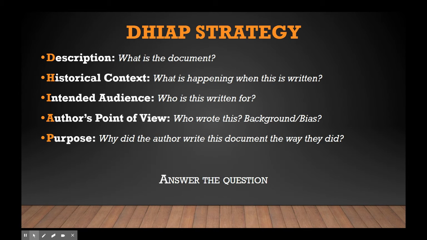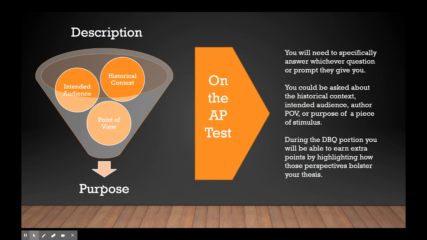The answer is never, oh, they're biased, because everyone has some level of bias. We're always looking for bias that will change how they are going to write about this subject and how that might affect how you're going to answer the question. Now, once you do those things, then you can start to understand the purpose.